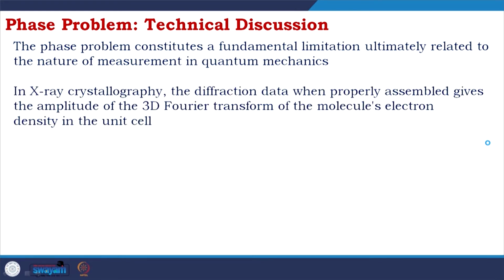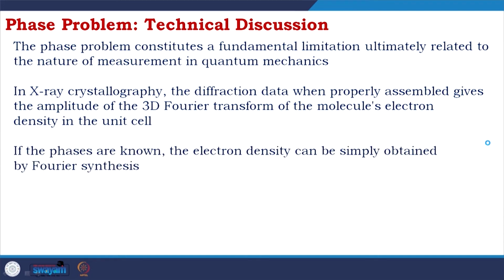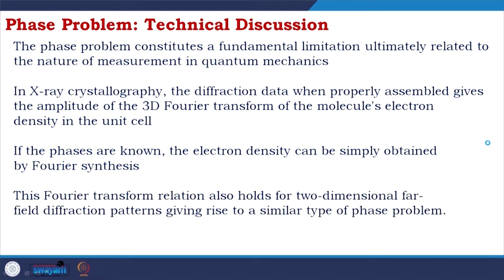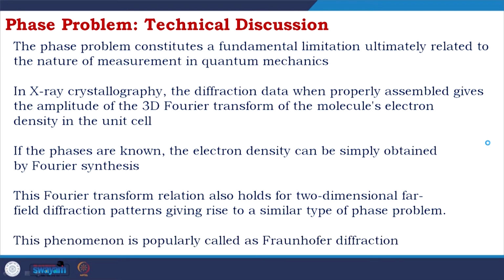In X-ray crystallography, which is our topic, the diffraction data when properly assembled gives the amplitude of the 3D Fourier transform of the molecule's electron density in the unit cell. If the phases are known, the electron density can be simply obtained by Fourier synthesis. This Fourier transform relation also holds for two-dimensional far field diffraction patterns, giving rise to a similar type of phase problem. This two-dimensional phenomenon is popularly called Fraunhofer diffraction.